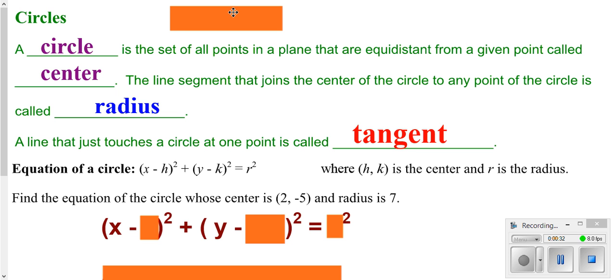I know lots of girls that like tangents, especially when they see them on the beach.